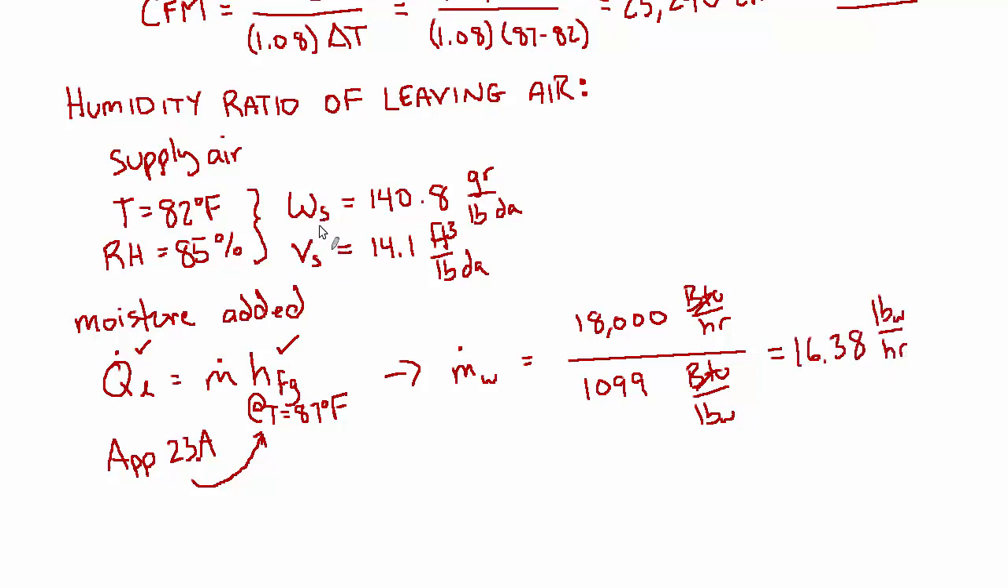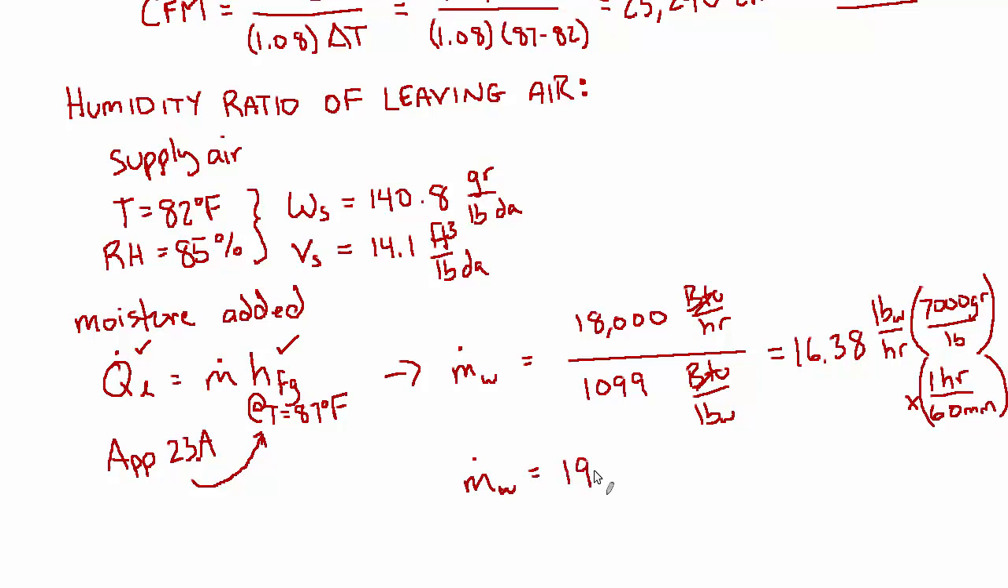Now it's arbitrary, but earlier I picked the humidity ratio for the supply air in grains per pound, so I'm going to change this to grains as well. So we'll multiply by 7,000 grains per pound. And we also have the volume flow rate in CFM, so it would be better if this were per minute instead of per hour. So I'm also going to multiply by 1 hour over 60 minutes. So ultimately that mass flow rate of water is going to be 1911 grains per minute. So 1,900 grains per minute of water being added to the air, which already started with a humidity ratio of 140.8 grains per pound.